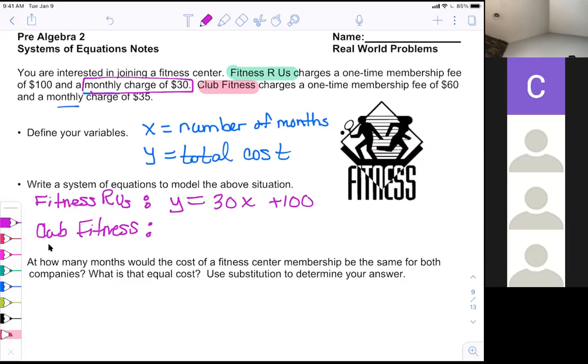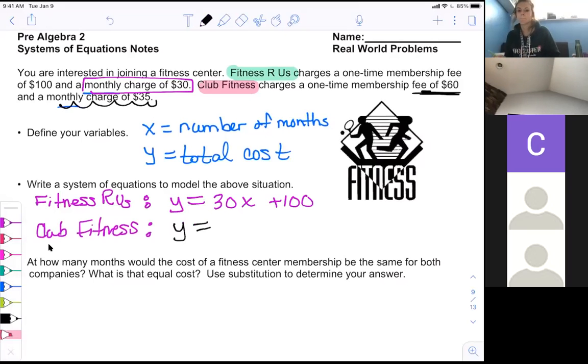All right, so the second one, we're going to look at the same information. We have a membership fee of $60 and a monthly charge of $35. Bill, do you think you can write an equation in y equals form for Club Fitness using that information? Y equals 30x plus 60. Yep, and it's 35, but you got it. I knew what you meant. So 35x and then plus 60. Again, x represents the number of months in each one of these. Those would be our two equations, a little different from the ones before.